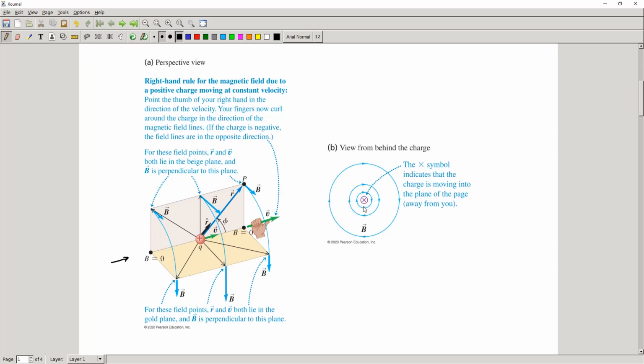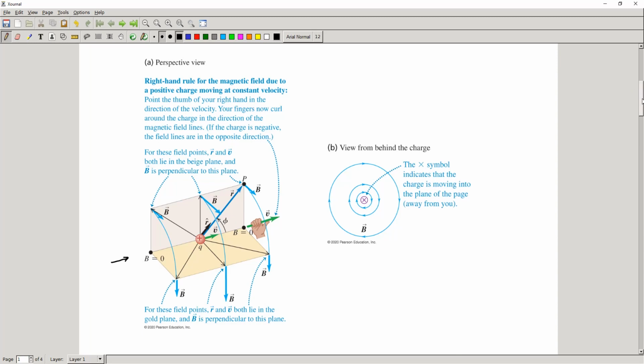So for a moving charge, we end up with magnetic field lines that look like this. If we remember back when we talked about electric field lines, our electric field would look like lines just coming directly off of this charge. But when moving, we get this magnetic field that looks like the blue lines that we see here.